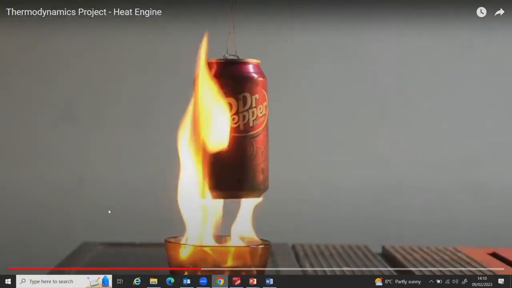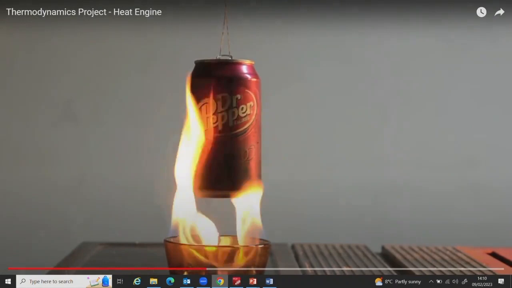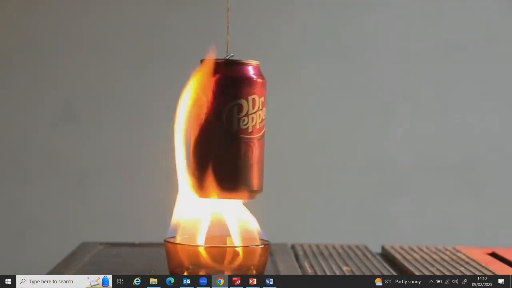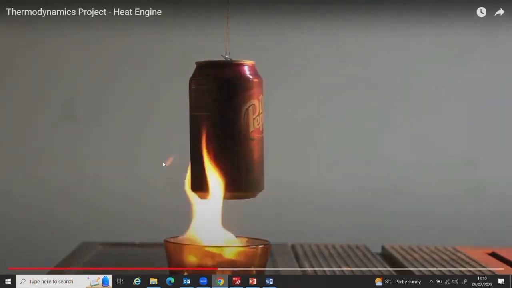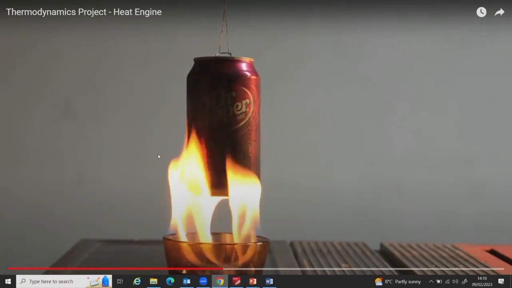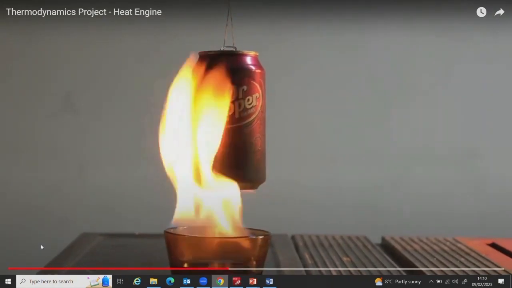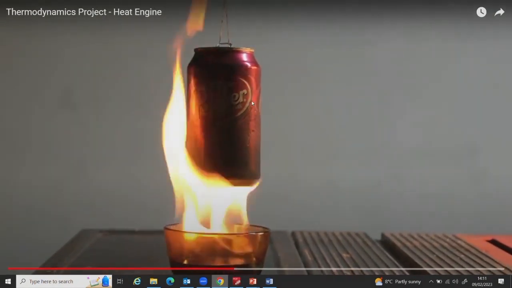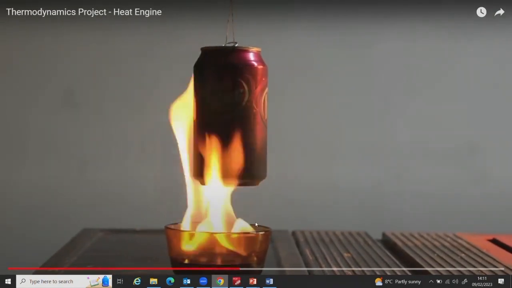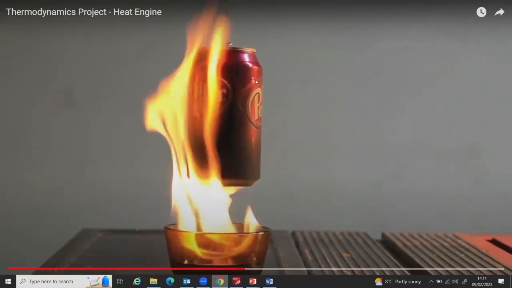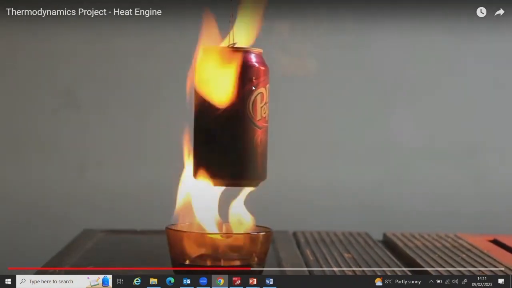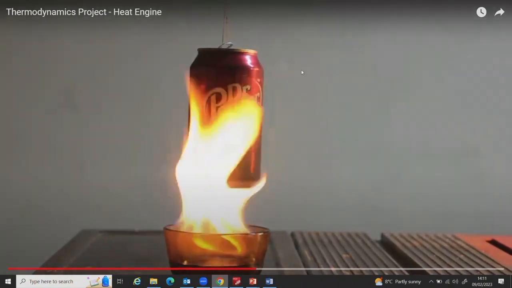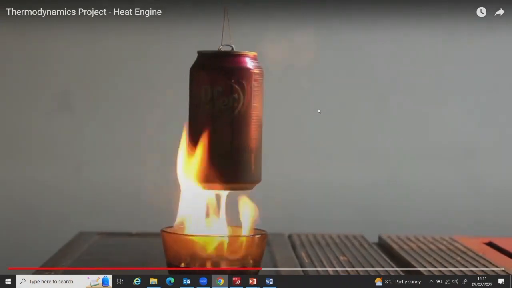So now it's on fire, so we expect that the water will be converted to vapor. I think here you can see the holes, if I can show you. See, these are the small holes here. Right. So you see that the vapor, or the steam, is coming out now.